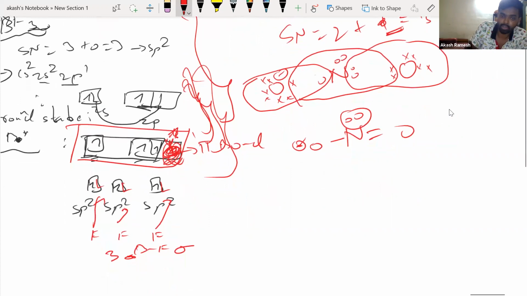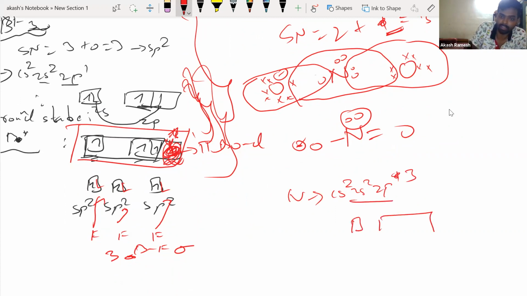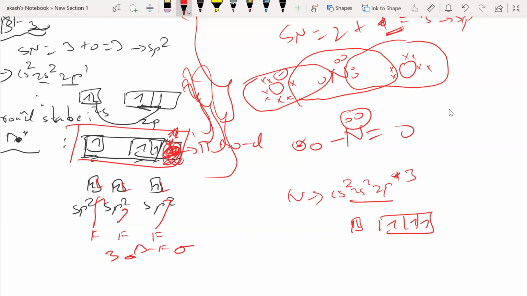So let me do it. For nitrogen, 1s2, 2s2, 2p3, atomic number 7. Again, I take only the 2s and 2p, 2 electrons here. Why 2p3?